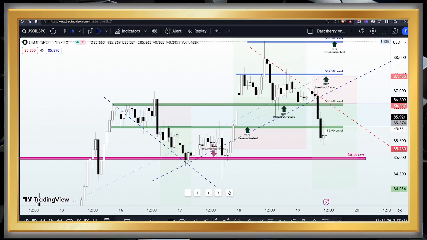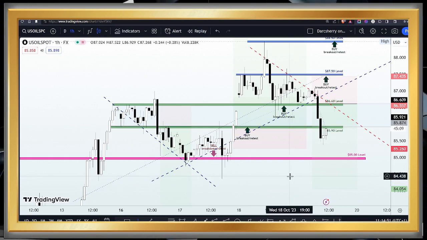Now, this pullback could be attributed to the US-Venezuela deal. Remember, I made mention of this a couple of days ago, indicating a potential increase in global crude oil production. Or we might be seeing this as a short-term corrective move in anticipation of an uptrend scenario. But from a technical standpoint, let's see what is really going on in this market.